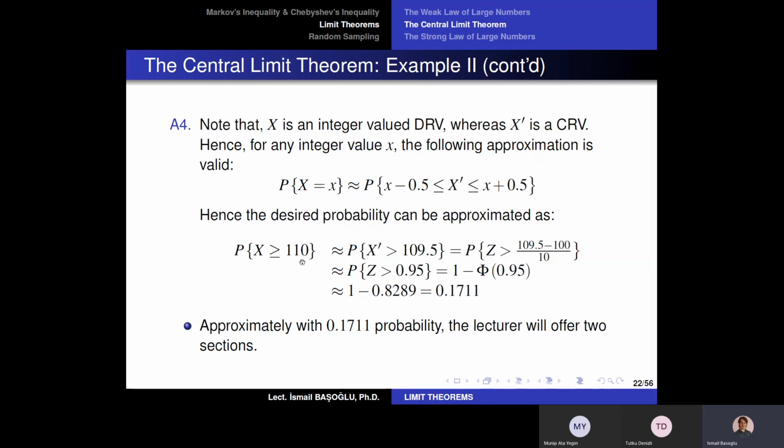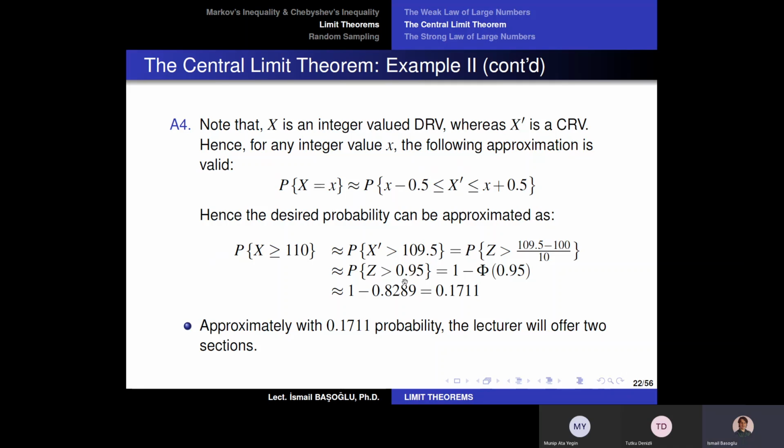So I need to calculate that greater than or equal to probability with a continuous approximation of x prime to be greater than 109.5. And the rest is easy. I will simply standardize that normal probability. So I know the location parameter is 100 and the scale parameter is 10. I apply the standardization to both sides, and that becomes the probability of z being greater than 0.95.